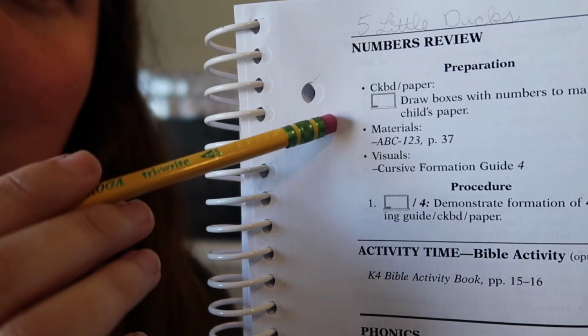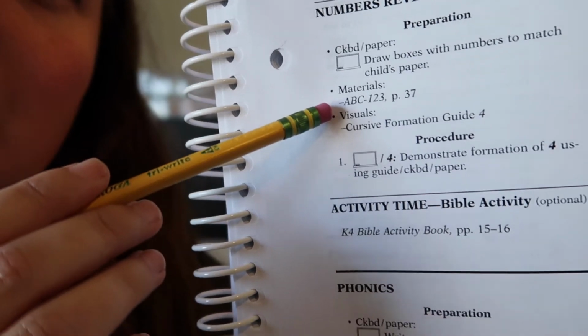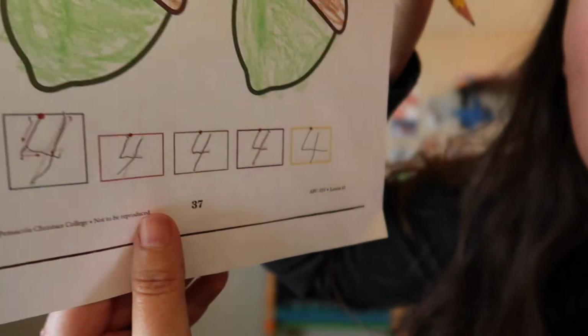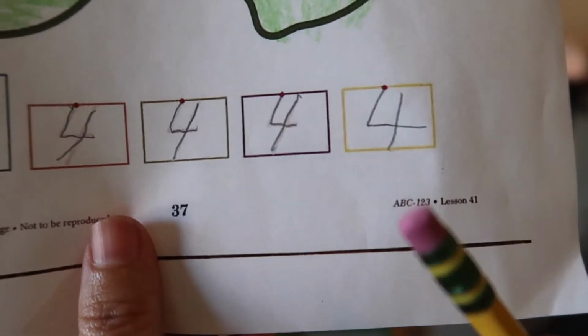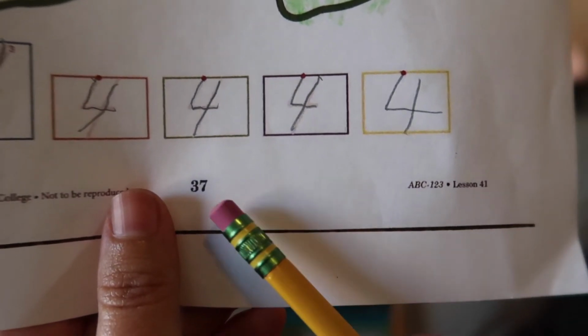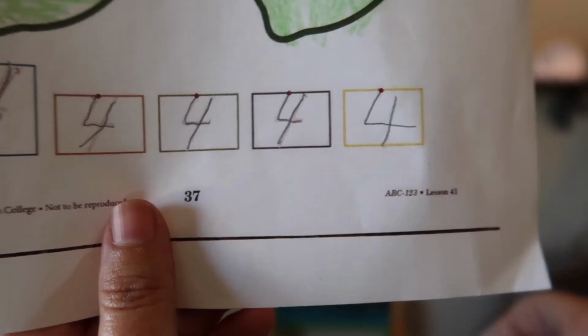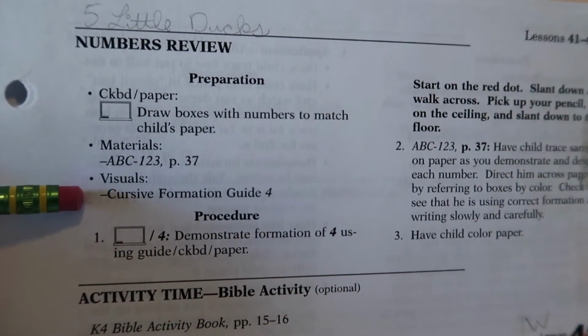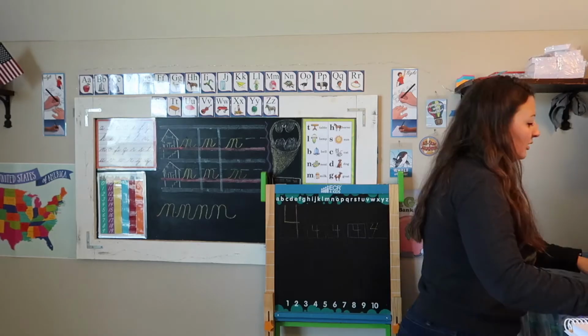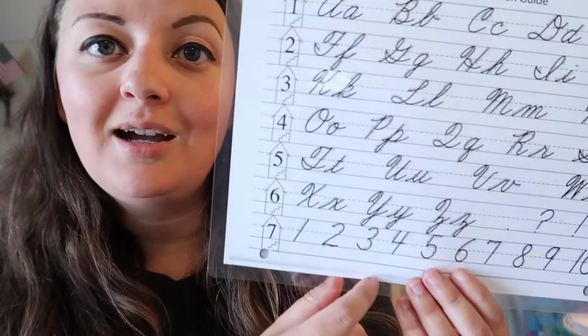It says here, materials, ABC 1 through 3, page 37. These are great because they actually say on the bottom what lesson it's for too. So 37, ABC 1 through 3, lesson 41. And then it says cursive formation guide 4. It's not saying there's more than one formation guide, it's saying the number 4 on this guide. I believe this is in the appendix, or in the beginning of the curriculum book, or the end, something like that.